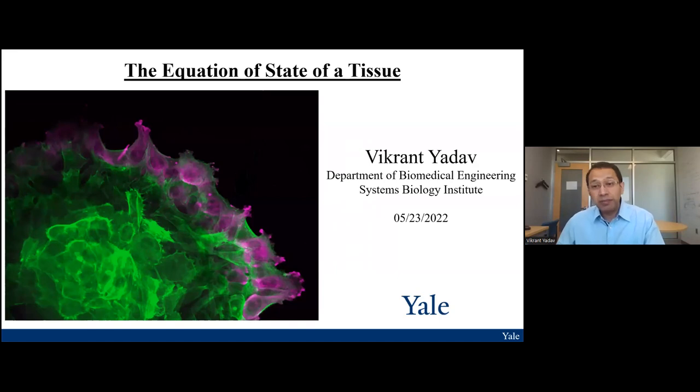So as I was introduced, my name is Vikrant. I'm an associate research scientist at the Department of Biomedical Engineering at Yale. I work in the group of Professor Mike Murrell, and today I'm going to tell you about some of the recent work that we have been doing, which pertains to an equation of state for a tissue.